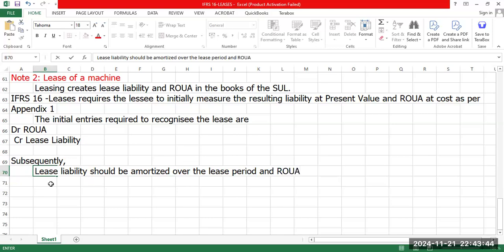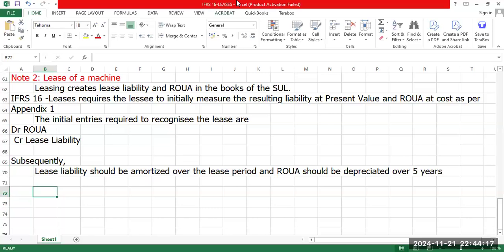And the right of use asset should be depreciated over what? For this question, since there is no purchase option, or no transfer of ownership, automatically the right of use asset should be depreciated over the lease period, which is 5 years. Okay. That is subsequently.